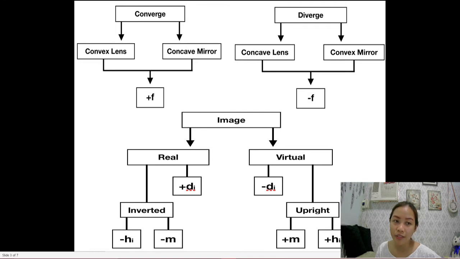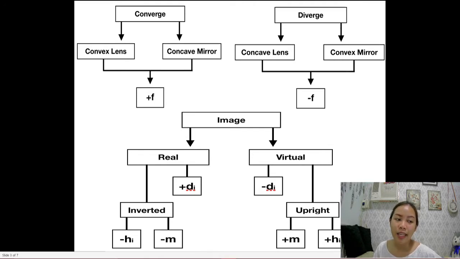So when we say converging light rays, therefore, they are allowing the light rays to come together. In order for you to determine if you are using a convex lens or concave mirror, the focal length value should be positive. If negative, of course, you are using a concave lens and convex mirror. Always remember that concave lens and convex mirror are both diverging the light rays. When we say diverging light rays, they spread out the light rays.